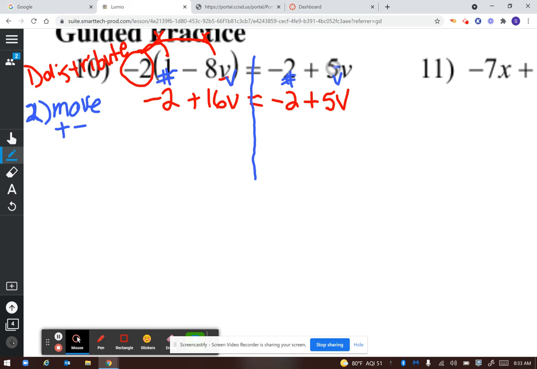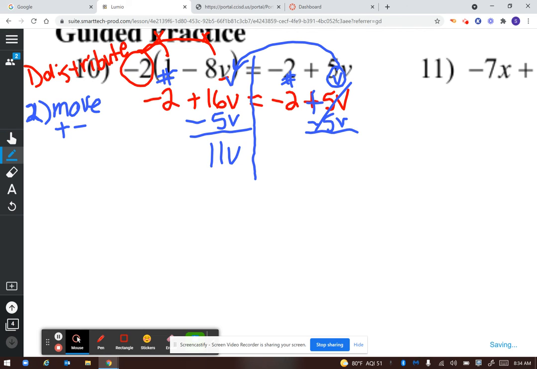I want to get all of my football team on one side together, and I usually look for the lowest number to put it with the biggest number. Opposite side, opposite sign. So -5. That's minus because this is plus, the opposite of that is minus. 5 minus 5 cancels out. So -5V, 16 minus 5 is 11V. And now we've got all the V's on one side.